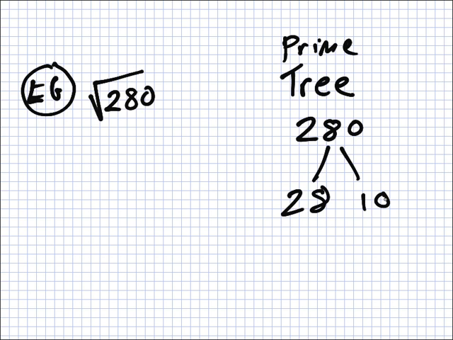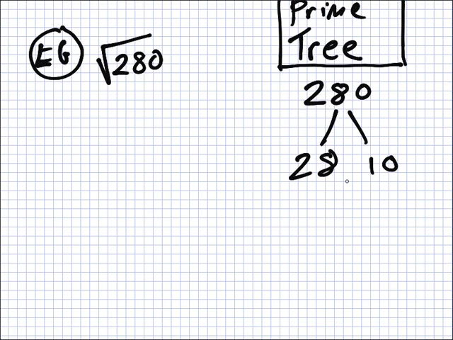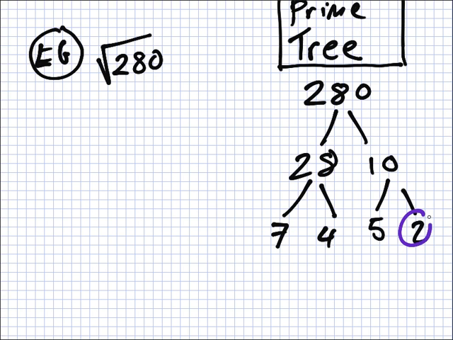That's what we're trying to get, the primes. Now we repeat. What about the 28? It's 7 and 4. And the 10? 5 and 2. Now the 2 we stop because it's a prime number. We can't continue. And 5 is a prime number, so we stop. And 7 is a prime number. But 4 is 2 and 2.